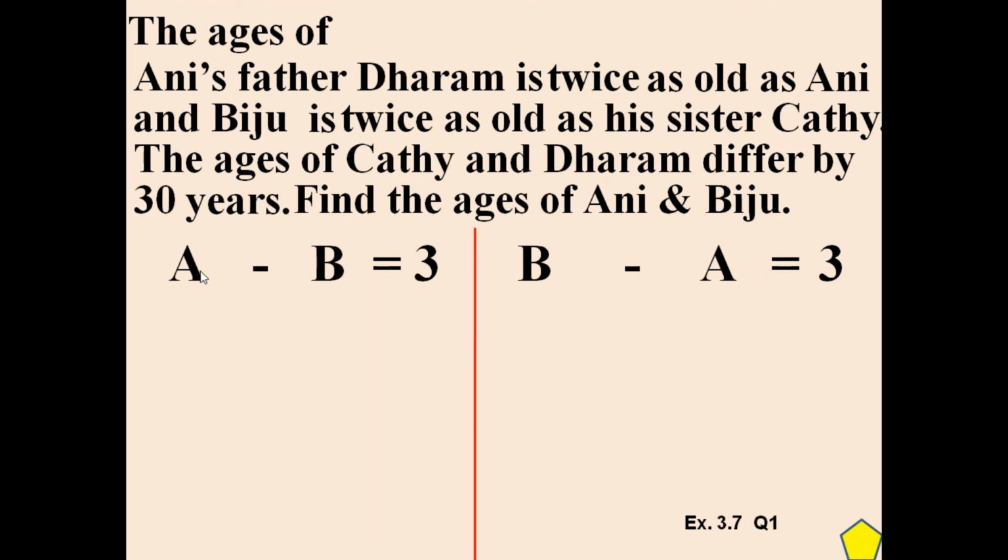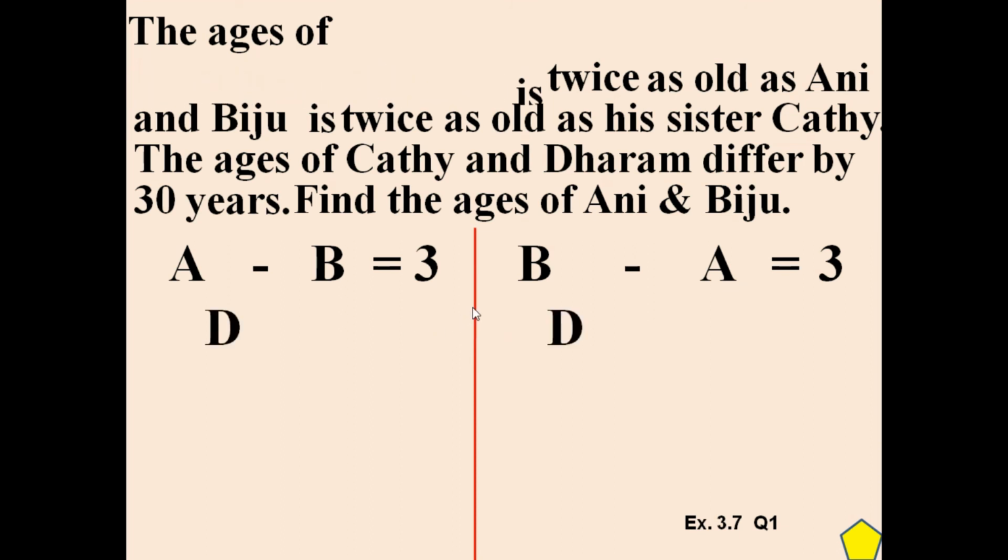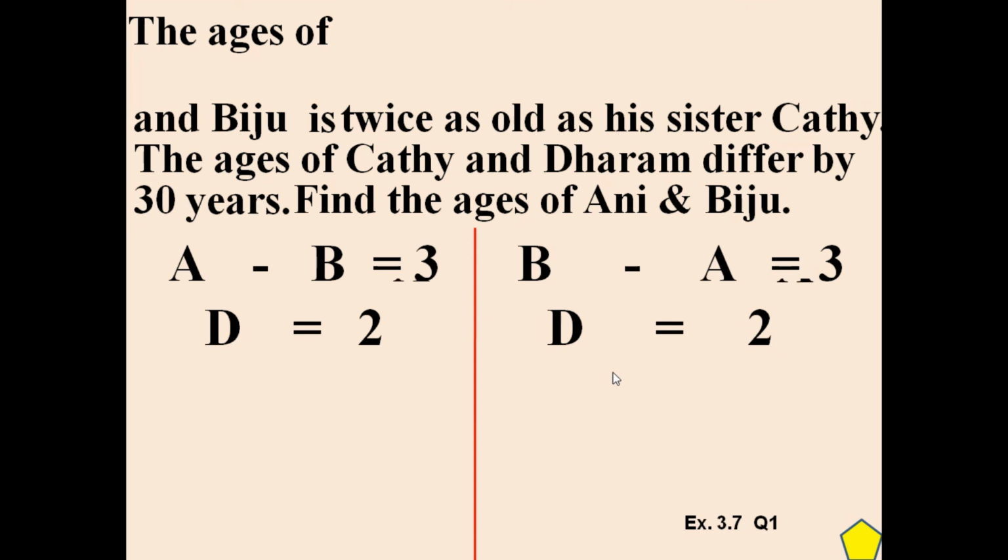However, since Ani and Biju are approximately the same age, and we are talking about Ani's father Dharam being twice as old as Ani, that particular equation will be the same in both the cases. So Dharam is D, is means equal to, but we are going to put this equation in both the cases. Twice we know means 2 times as old as Ani, and Ani is A, so 2A. Now let's move to the third comparison. Biju is twice as old as his sister Kathy, and this has nothing to do with Ani, sorry.